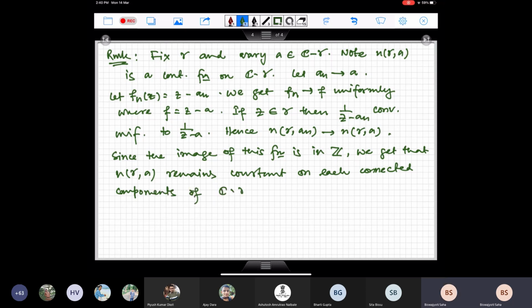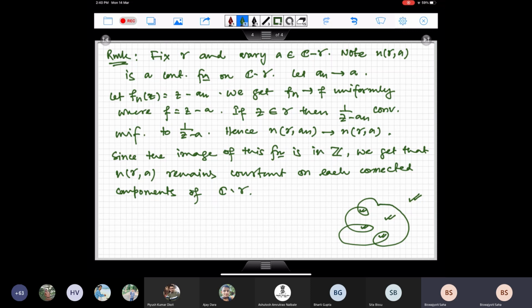on each connected component of C minus gamma. Okay, so I was drawing a picture. Like if my curve is like this, then you just take this is one connected component, this is one connected component, this is one, this is one, this is one. So what it says is that in all these connected components of C minus gamma, the value is going to be a constant value.